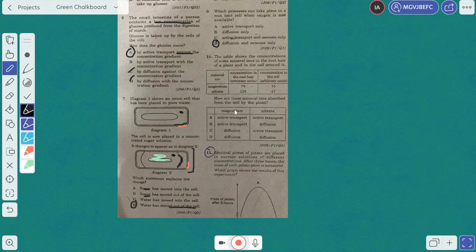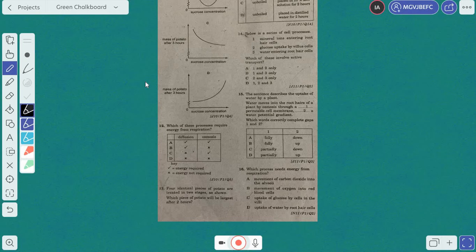Now let's have a look at magnesium first. Here's magnesium, here's nitrate. Now if you can see, the concentration is more in the root hair and less in the soil, and the ions move from the soil. It moves like this, from the soil to the root, right? This should be active transport, right? And as for this, they both are active transport, because then again the concentration is less in the soil and more in the root, so it's moving against the gradient. So it is A. Answer is A. Okay, moving on to the next question, which is the 12th question here.